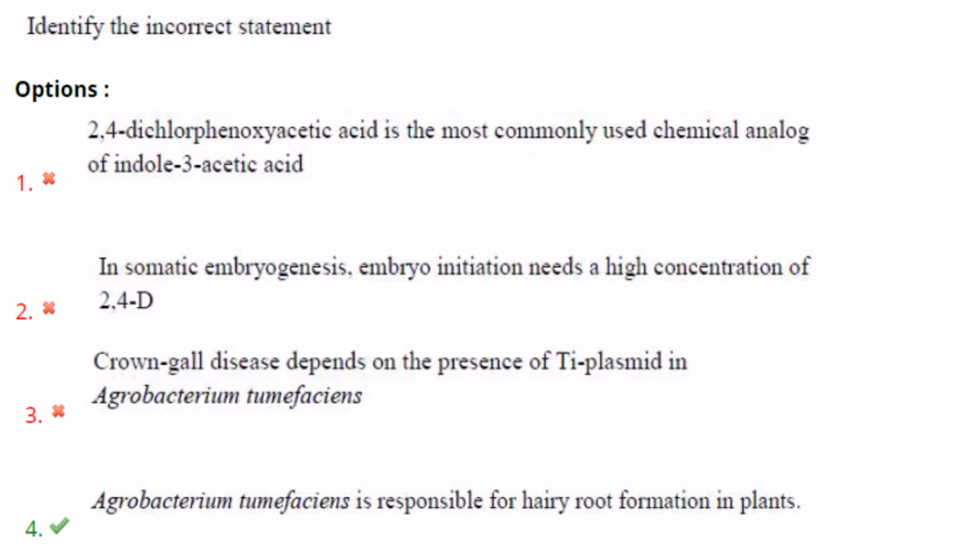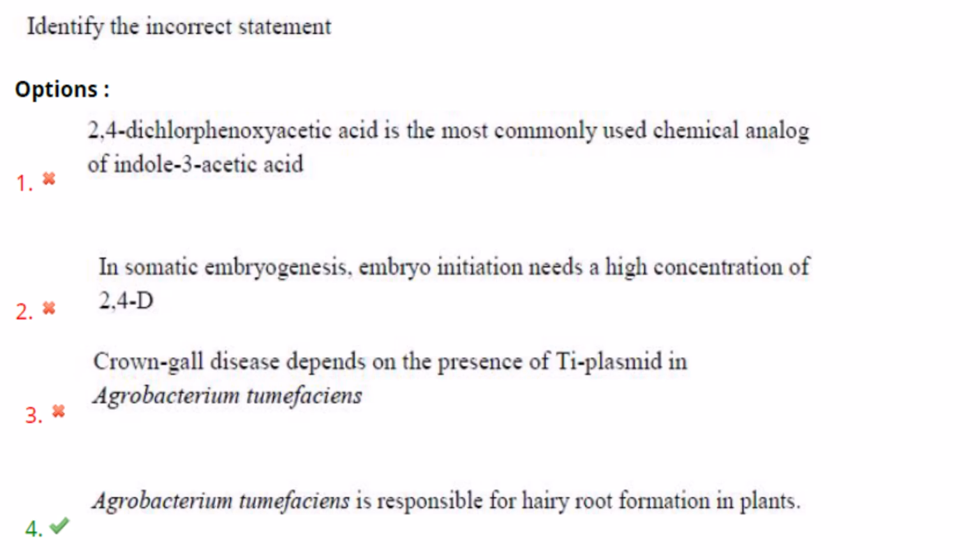Then in somatic embryogenesis, embryo initiation needs high concentration of 2,4-D. Yes, to initiate embryo from somatic cells, usually you add high concentration of 2,4-D. Then crown gall disease depends on the presence of Ti plasmid in Agrobacterium tumefaciens. That statement also is correct.